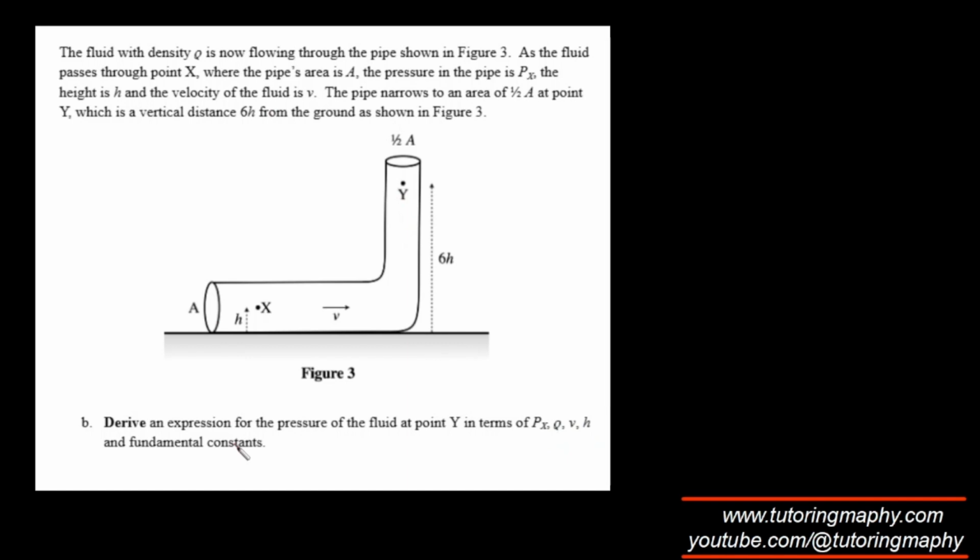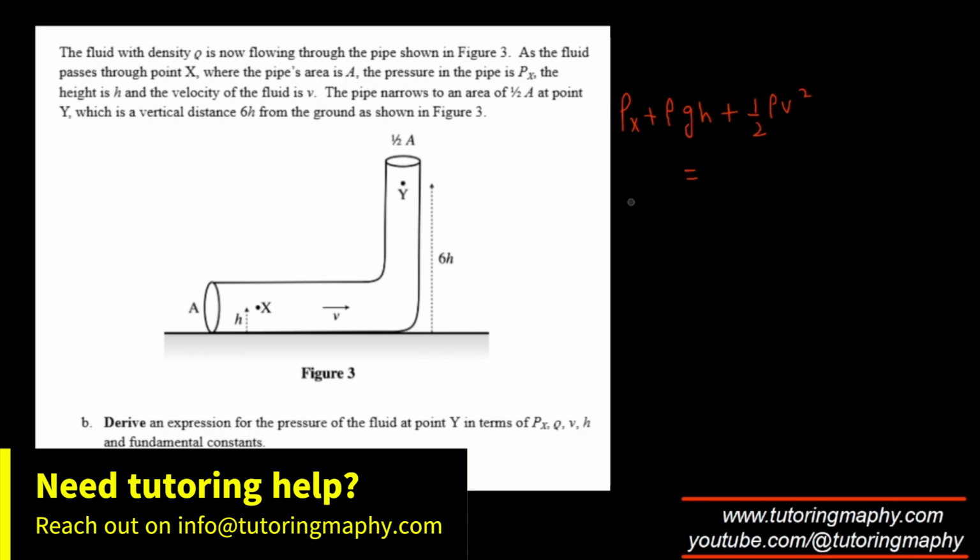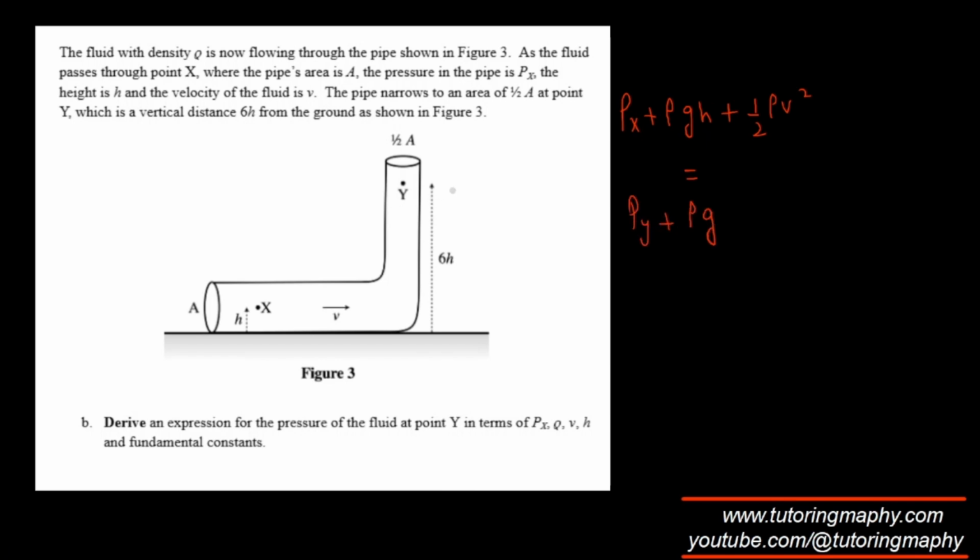So we have to use Bernoulli's equation over here because we're going to conserve the energy per unit volume. Okay, so I'm going to say that the pressure at x plus rho g h, that is the height at h. And is there any velocity? Yes, it is half rho v squared, and the density is definitely the same, so that's not going to change. That should be equal to the pressure at y that we need to find. Then rho g h, now be careful, h is not 6h.